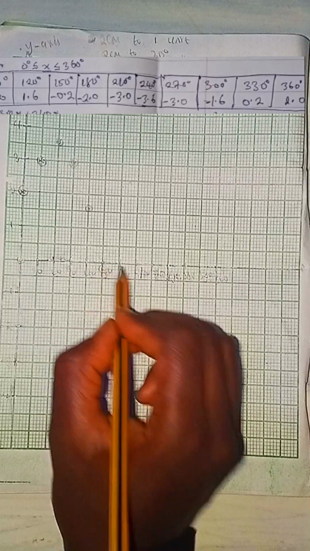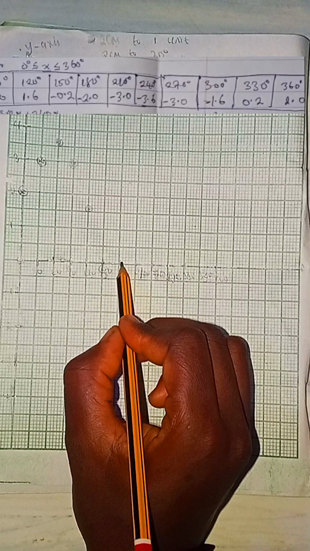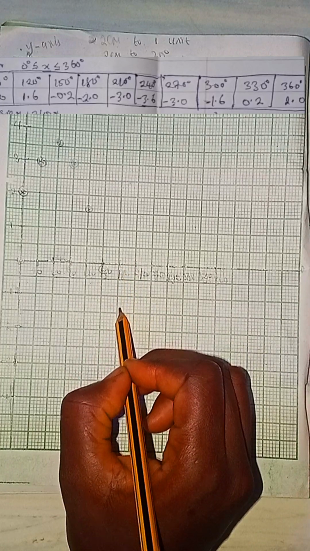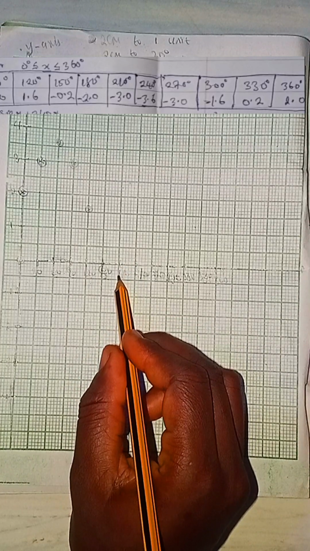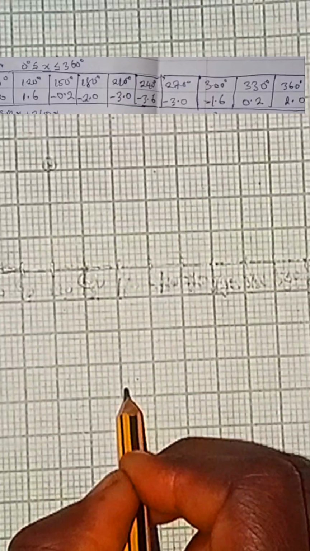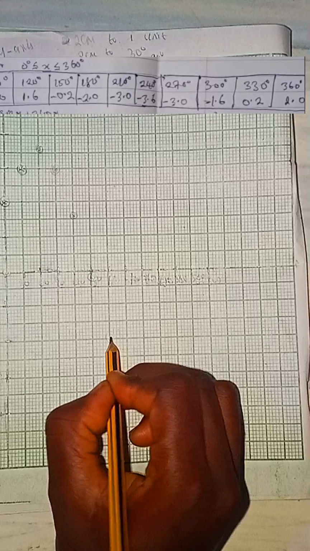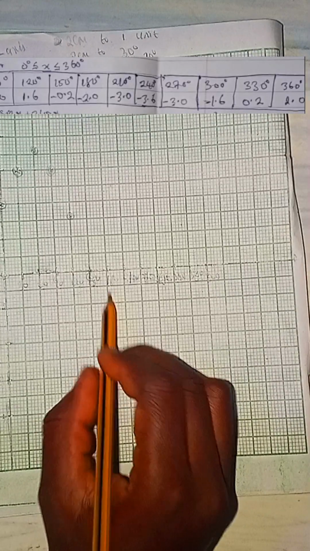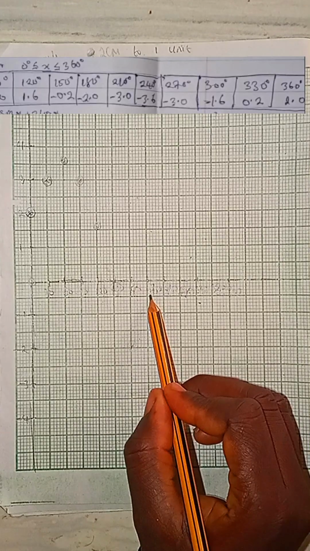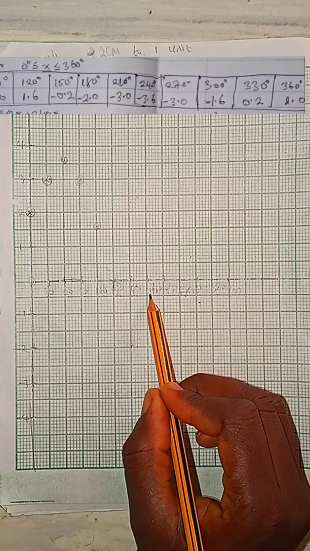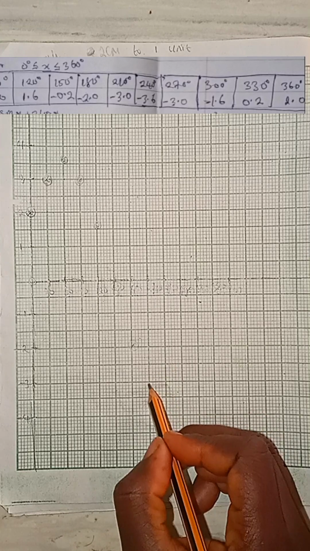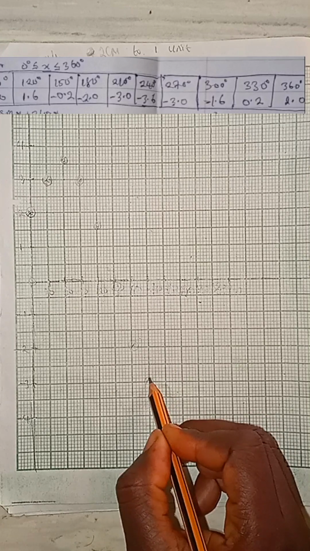When x is 180 degrees, y is minus 2.0. The negative part of y is down. 180, trace the thick line. This is minus 2.0. At this point, x is 180, y is minus 2.0. When x is 210 degrees, y is minus 2.5, minus 3.0.